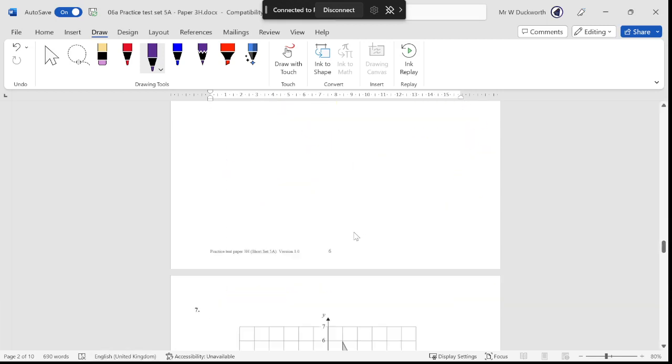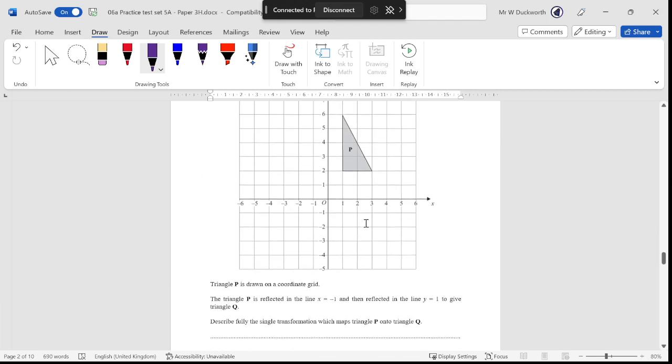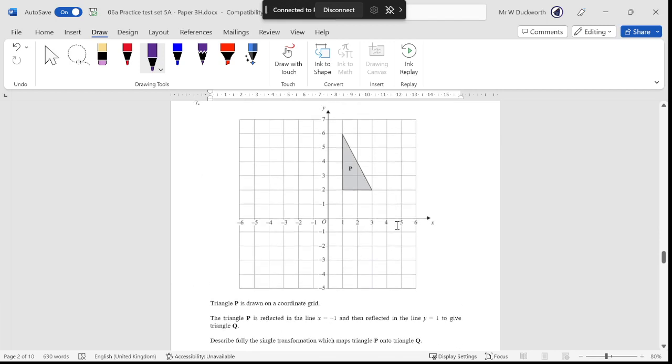Okay, question 7. So triangle P is reflected in the line x is equal to minus 1. So the line x is equal to minus 1 is that line there. So if we do that step and reflect it in there, that would give us that as our reflection. Does it tell us to label that? It doesn't say to label it anything.